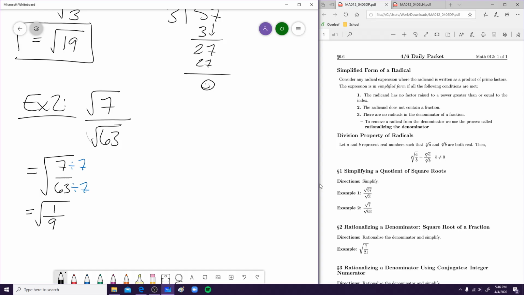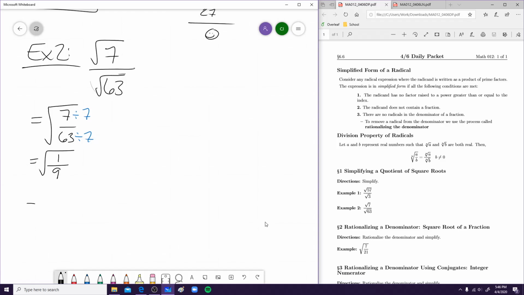Am I done? No. So first, the radicand has no factor. I guess we can rewrite this, because 9 can be rewritten as 3 squared. So it doesn't satisfy the first condition, because the power is the exact same as the index. So we know that it can be simplified further. The second condition, the radicand contains a fraction, so that's not good. And for radicals in the denominator, right now there are none. So right now, it's failing conditions 1 and 2.